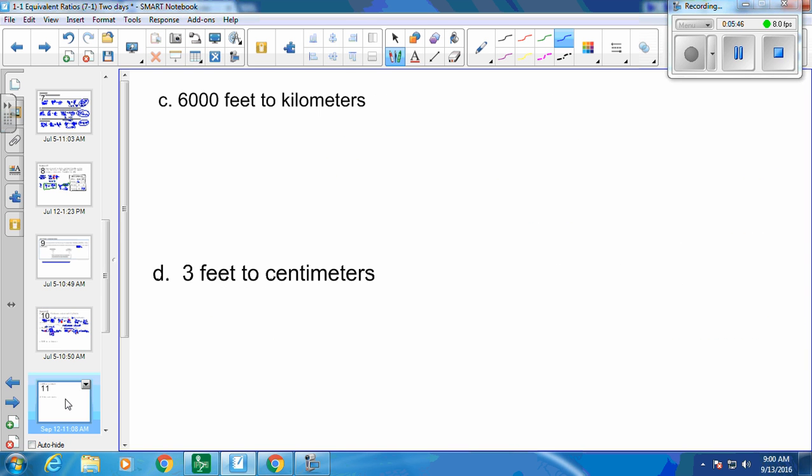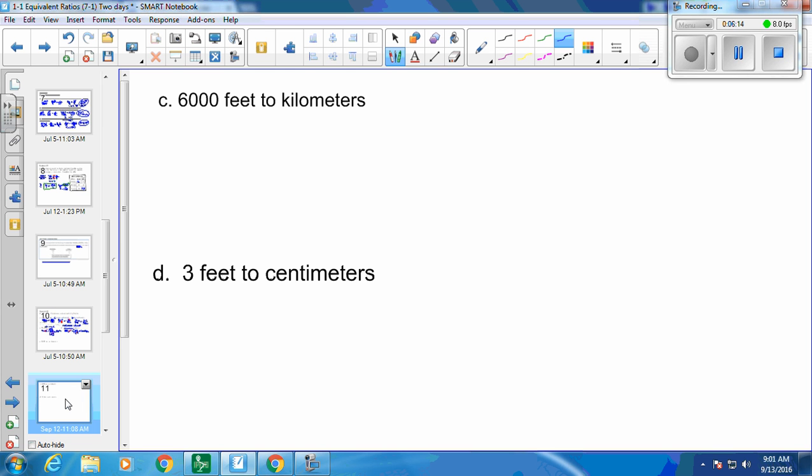Flipping the page, we're going to go ahead and do C together because this one's a little bit trickier than the previous ones. I'm going from feet to kilometers. And if you look at your reference sheet, there is not a way to go directly from feet to kilometers. They don't tell us how many feet are in a kilometer. So we have to think about the path that we're going to take. What are we going to be multiplying by to go from feet to kilometers?